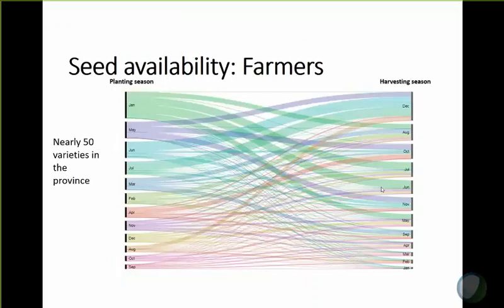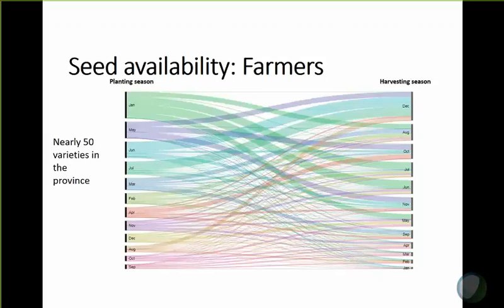It was interesting for me because in Ecuador we focus on only one variety to try to strengthen the seed system. However, in Ecuador we have nearly 50 varieties in the province. We have found around 24 more or less until right now, but I'm sure there are more in the field. And it is easy to see that farmers have several varieties in the next graph.